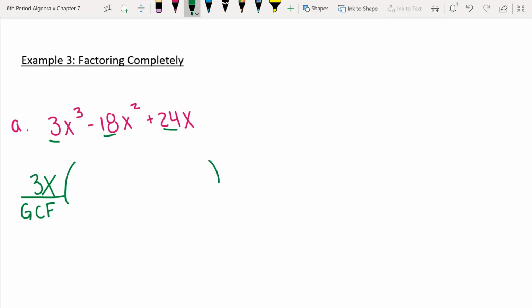So let me factor that out. Let me divide that out. I'm going to take 3x and divide it by 3x cubed. I'm going to divide 3x by the negative 18x squared. And I'm going to divide it by the 24x as well.